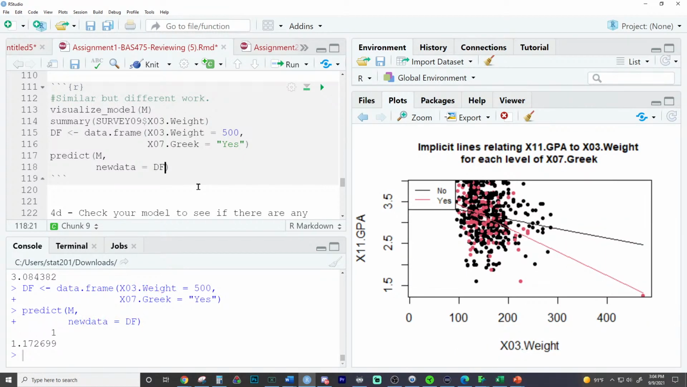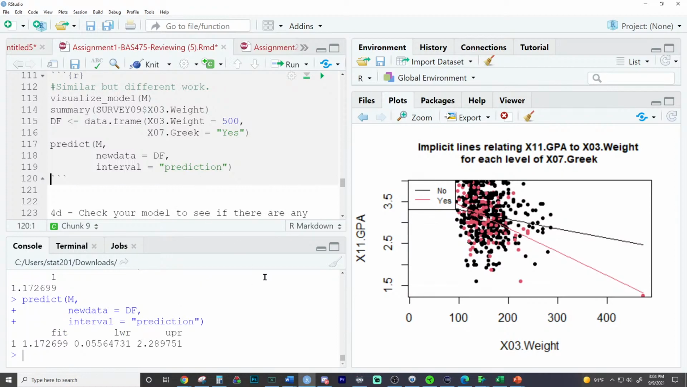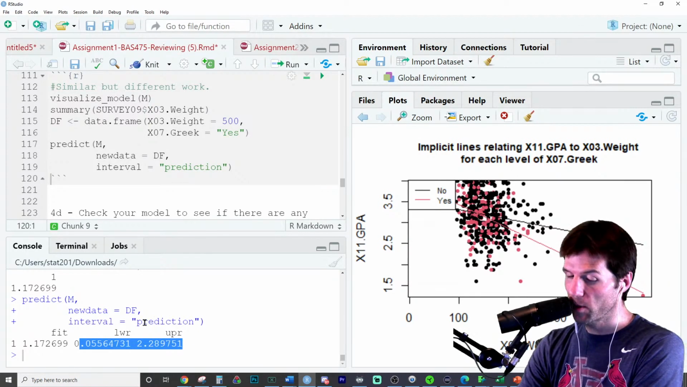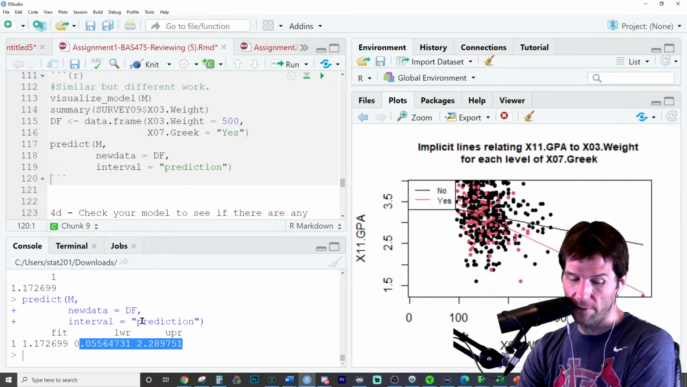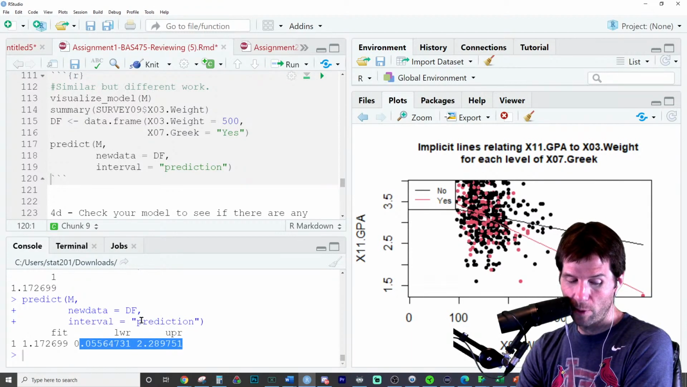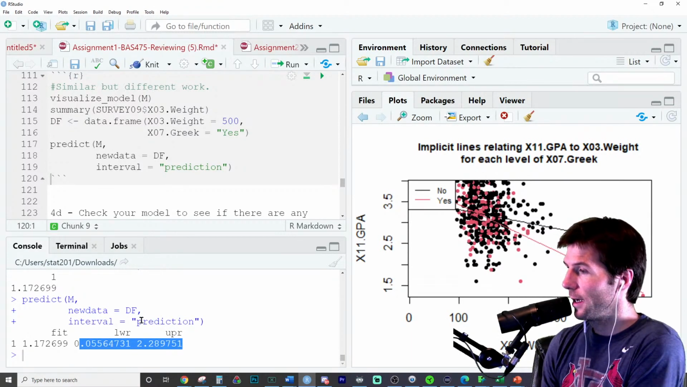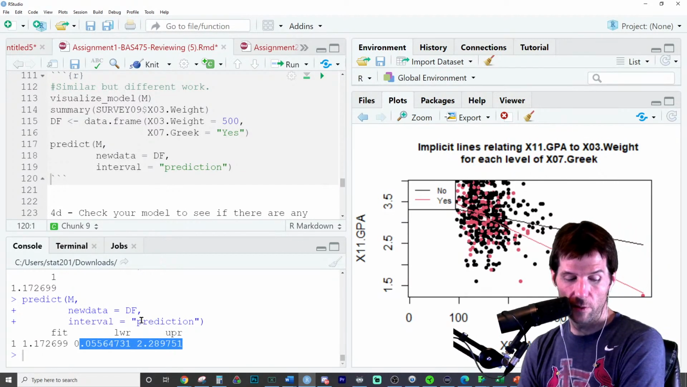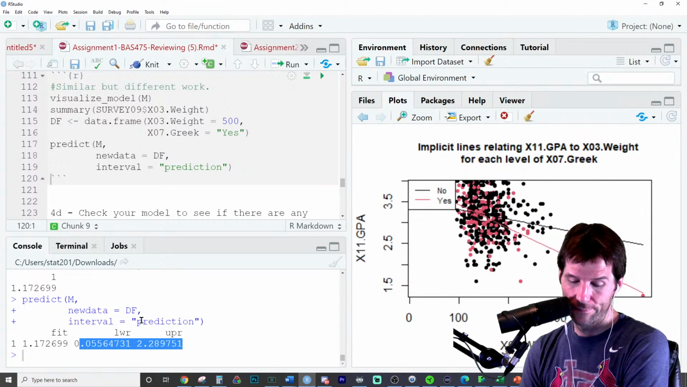We actually want to do some prediction intervals. That's not a comma. Interval equal prediction. Since we're predicting for one person, which is kind of crazy, I'm surprised it's this tight right here. I am 95% confident. This is some 201 right now. I am 95% confident the true GPA of this individual would be contained in the interval 0.05 to 2.28.